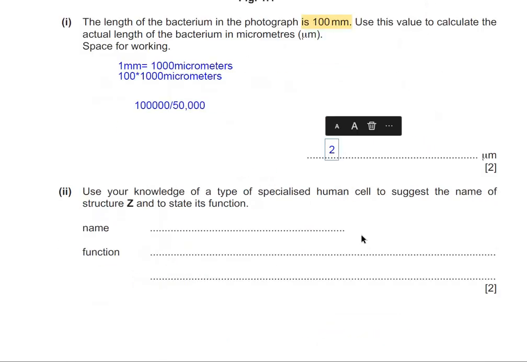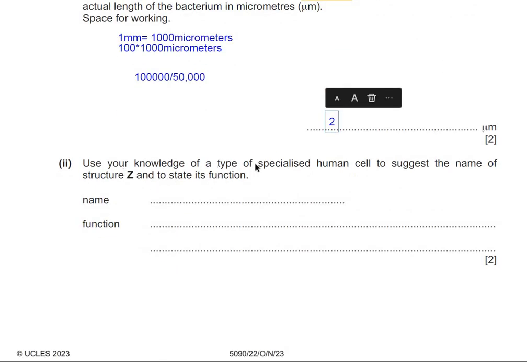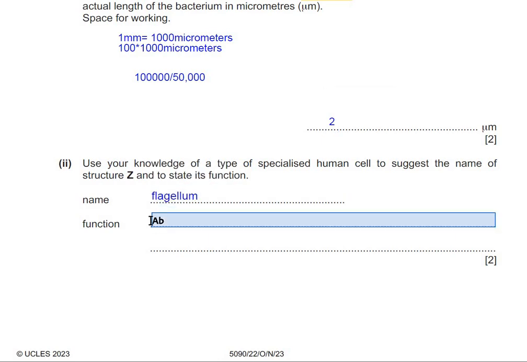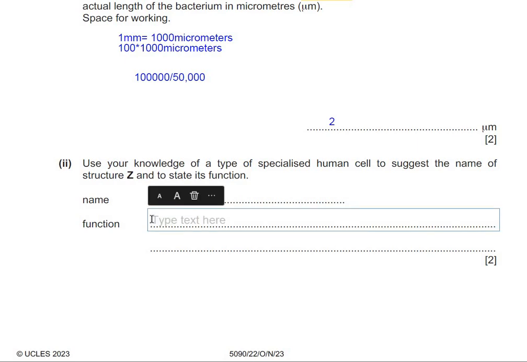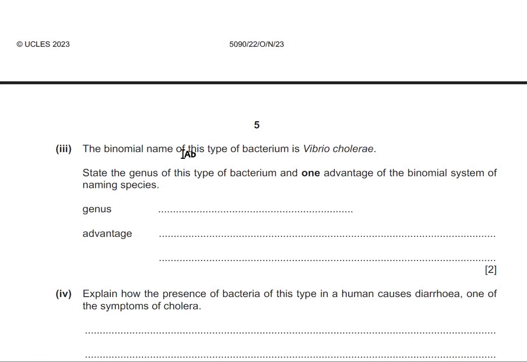Let's move on to the next part of this question: use your knowledge of a type of specialized human cell to suggest the name of structure Z and to state its function. The name of structure Z, we already discussed, is the flagellum. And what is the purpose of the flagellum? It provides motility, or movement, to the organism. So the function is locomotion.